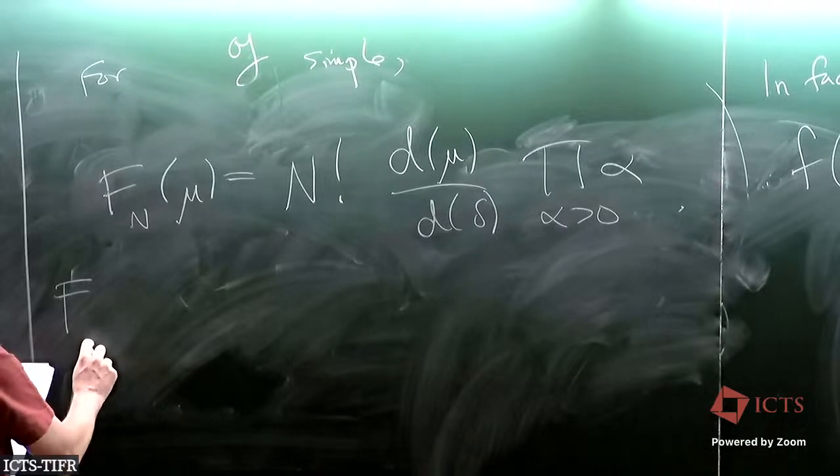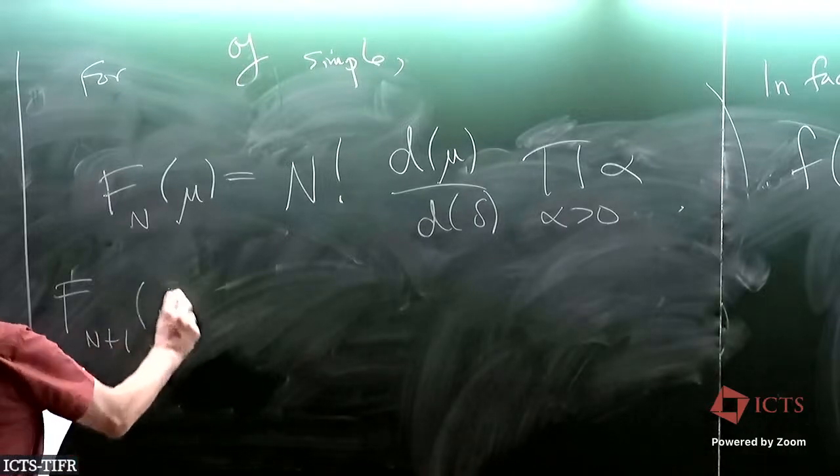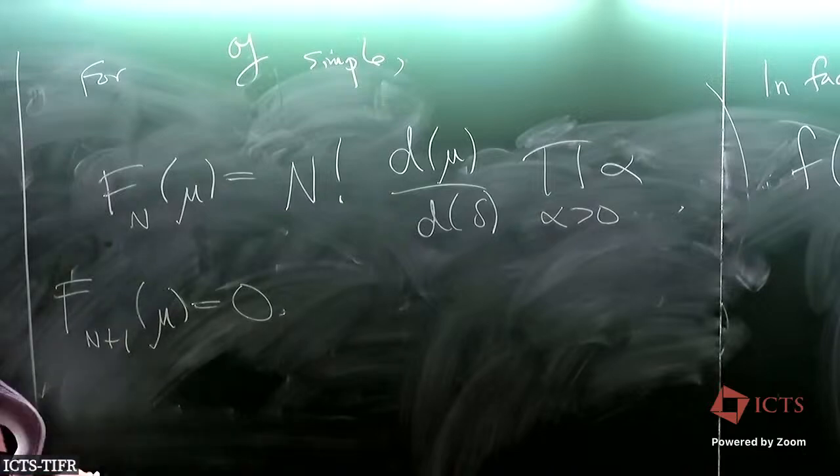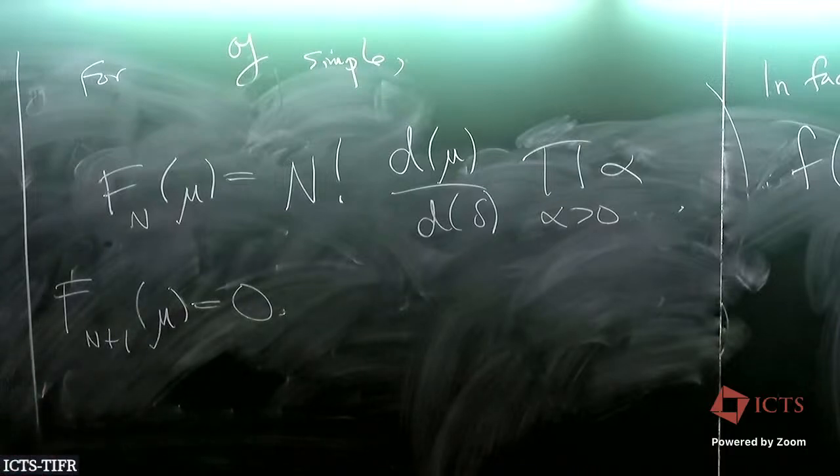Fn plus 1 of mu equals 0. Fn plus 1 is just 0. That's related to the fact that on T star, there are no W invariant functions or polynomials, only the 0 one.